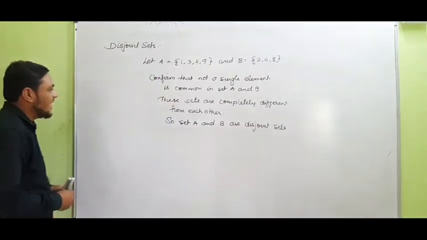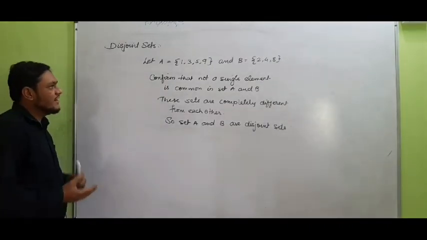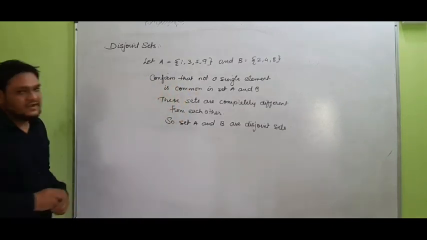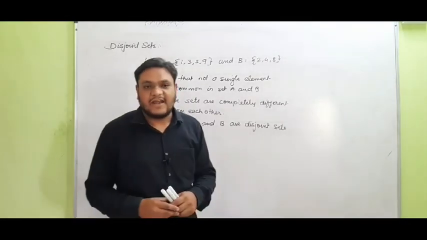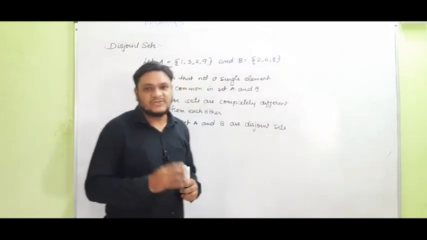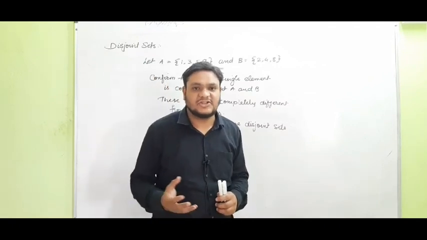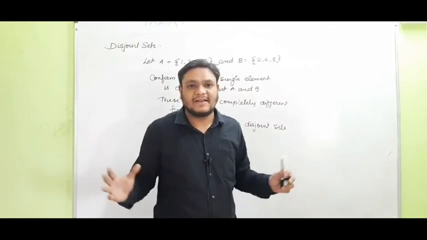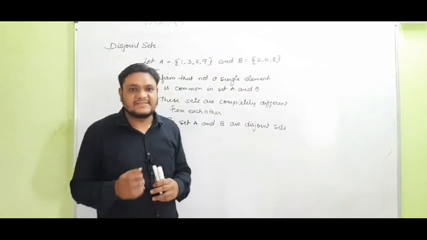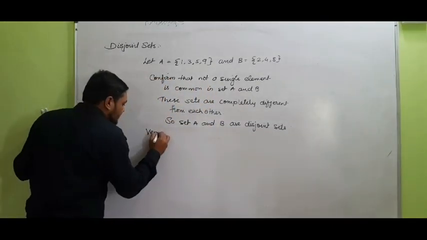That is why we can say that sets A and B are completely different from each other, as they contain different elements. So sets A and B are disjoint sets. If two sets are taken into consideration and they do not contain any common element, then those sets are called disjoint sets. This is the condition of disjoint sets: if two or three sets do not contain any common element, they can be called disjoint sets, and if there is a common element, they are not disjoint sets. Students, we will see the Venn diagram for this.